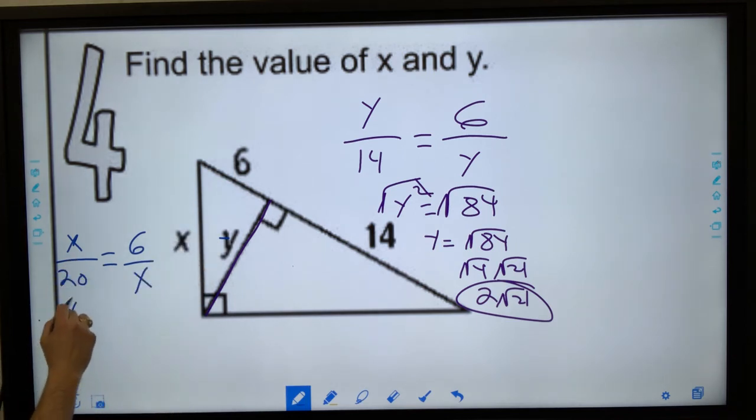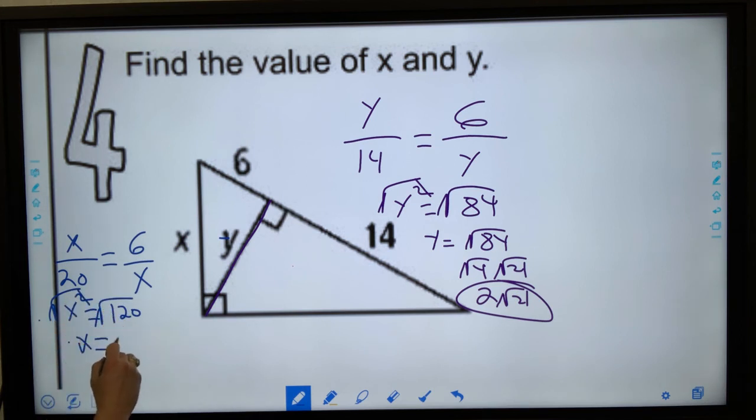X and x will give you x squared. 6 times 20 is going to give you 120. Take the square root of both sides. So x is going to end up being the square root of 120, which is going to turn out to be square root of 4, square root of 30. The square root of 4 is going to turn into 2. So your final answer would be 2 square root 30, which again, you could type in the calculator and click enter and get a decimal if it's asking for the decimal form there, okay?